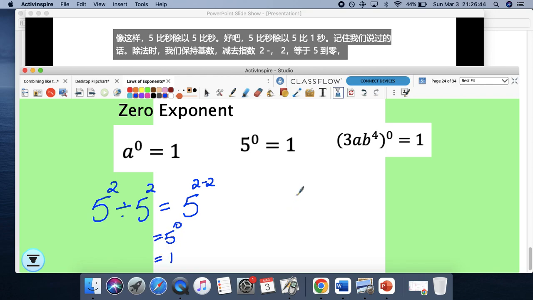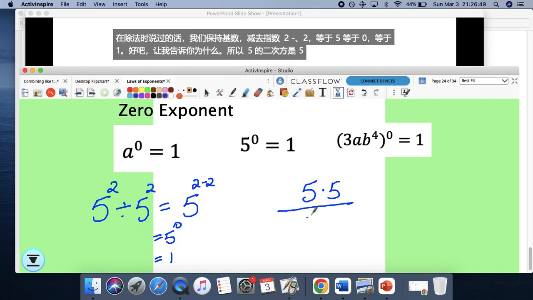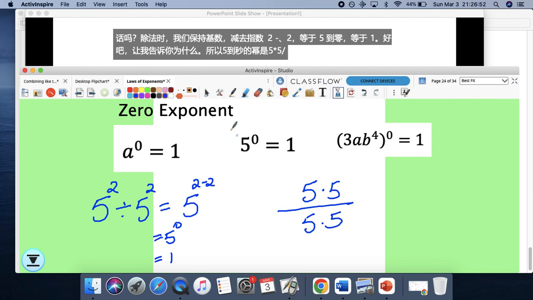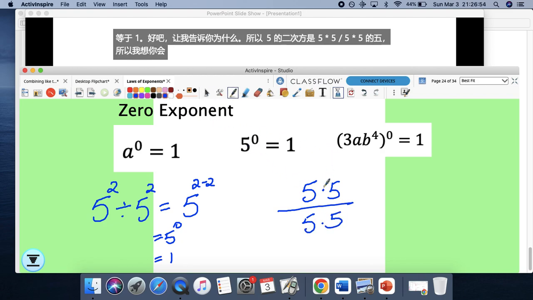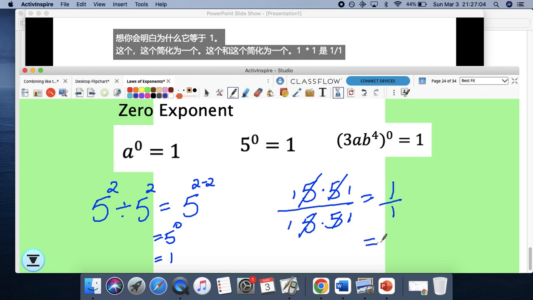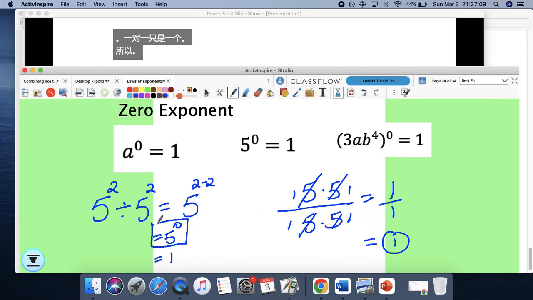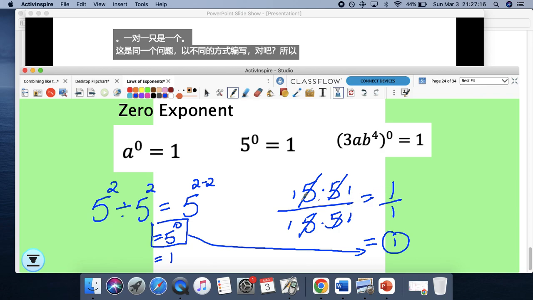Well, let me show you why. So 5 to the second power is 5 times 5 divided by 5 times 5. So I think you'll see why it is equal to 1. This one simplifies to 1. This one and this one simplifies to 1. 1 times 1 is 1. 1 over 1 is just 1. So it's the same problem written a different way, right? Writing it as a fraction, you can see why it equals 1.